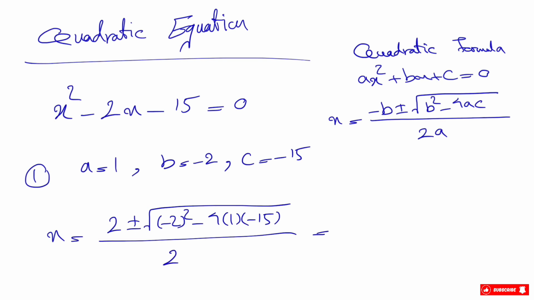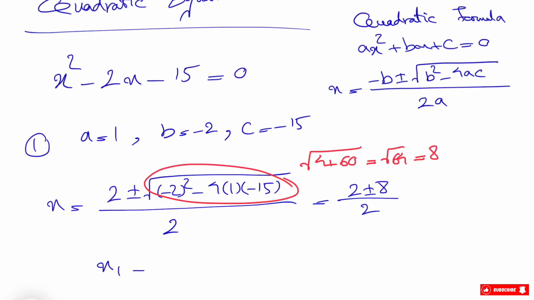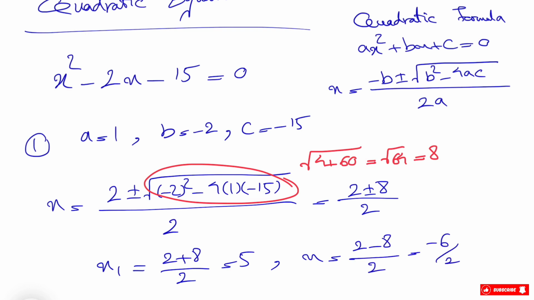So for this part we have the square root of 4 plus 4 times 15, which is 60, and we know the square root of 64 is 8. So our x would be simply 2 plus or minus 8 divided by 2, and if we find the x, the first x would be 2 plus 8 divided by 2, which is 5, and the second one would be 2 minus 8 divided by 2, which is minus 6 divided by 2, or minus 3, and that would be our two answers for this. So that was the most common way to go with these kind of questions. It works in all the quadratic equations.